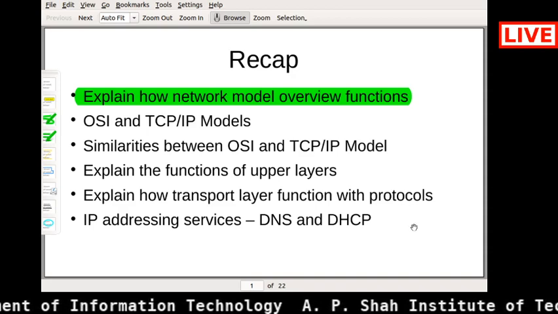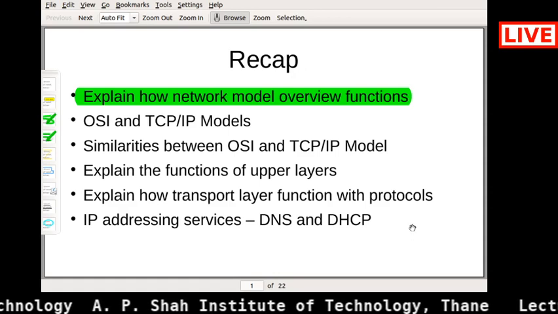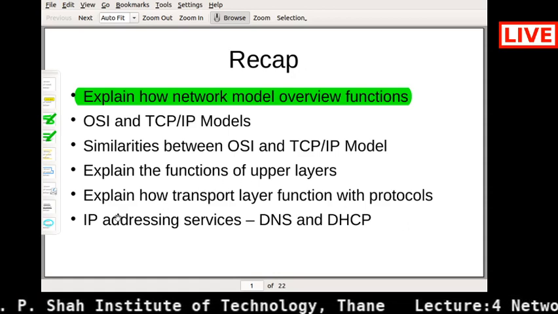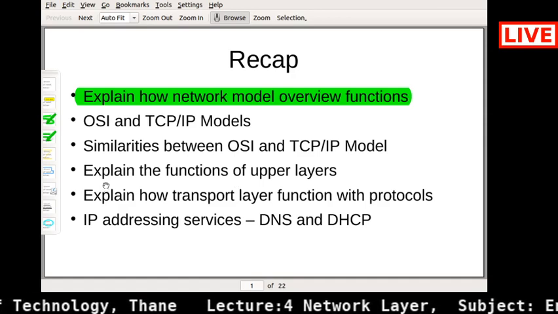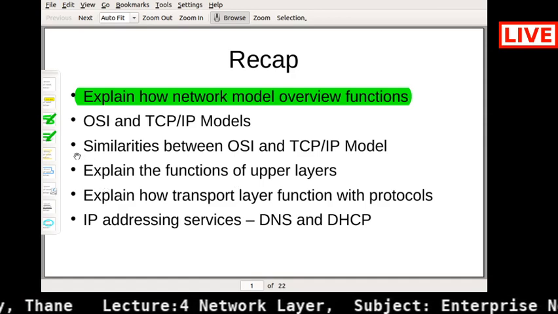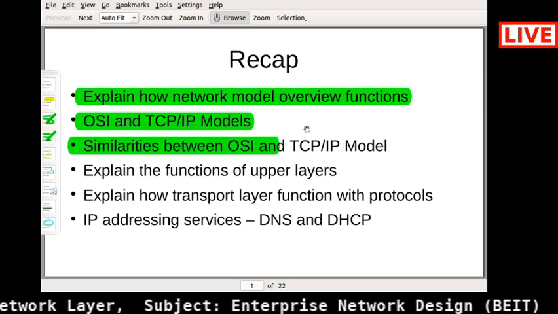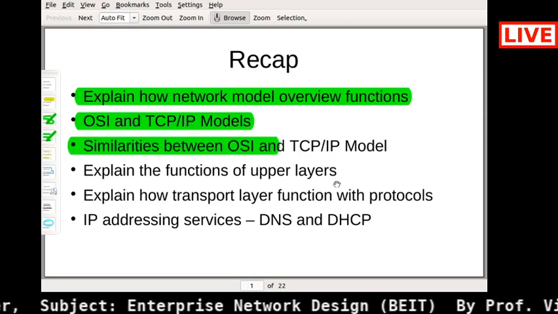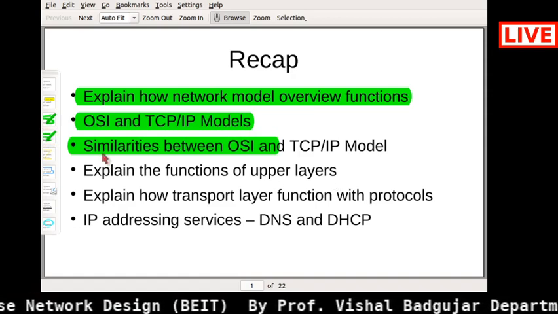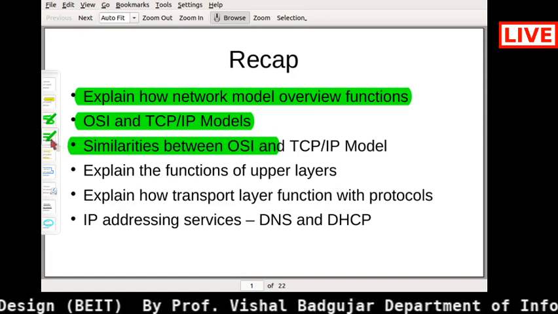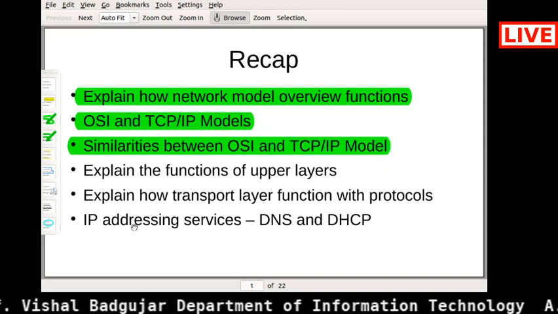The total number of layers is 7, from the physical to the application layer, and we saw the functionality of each of the layers up to the upper layers in the last lecture. After that, we saw what the TCP/IP model is, and what the similarities are between the OSI and the TCP/IP model.